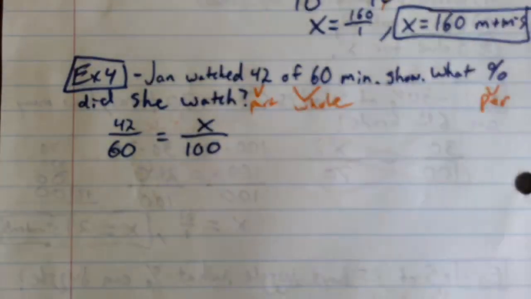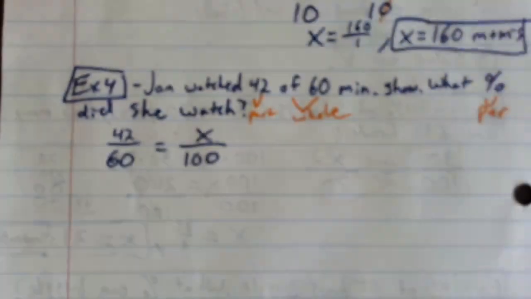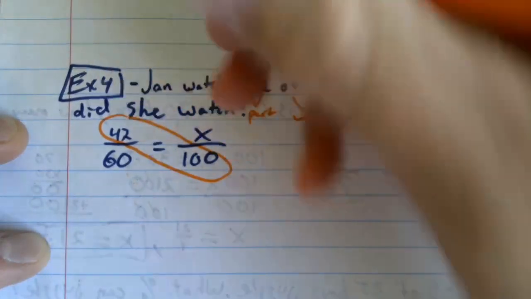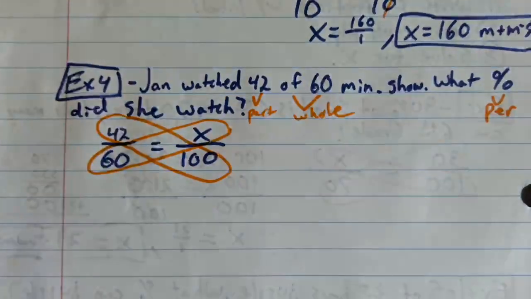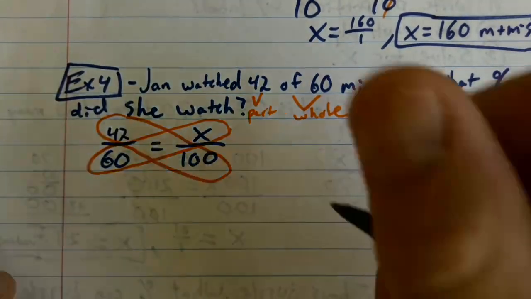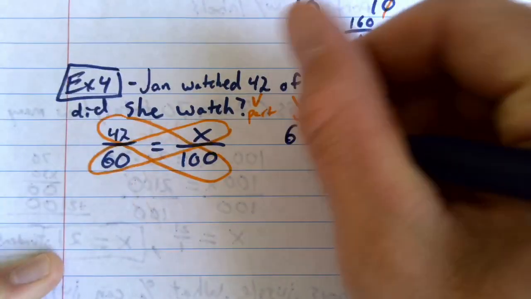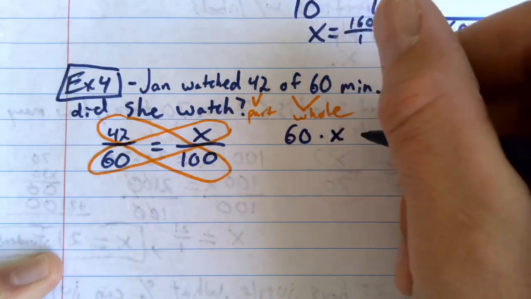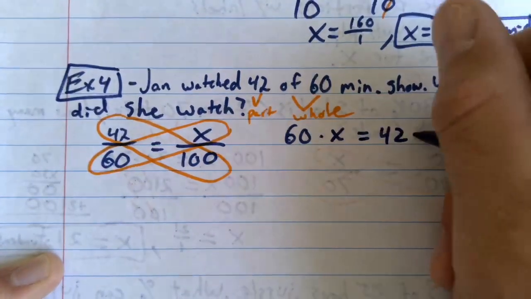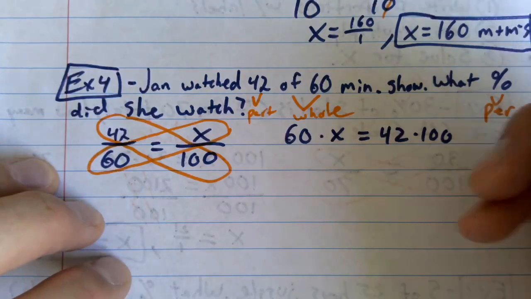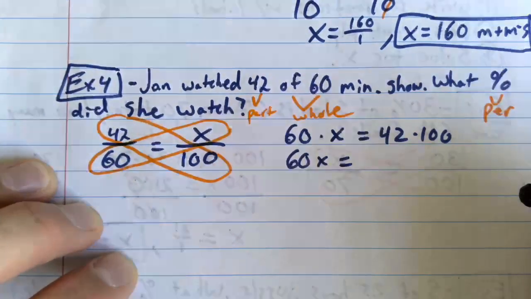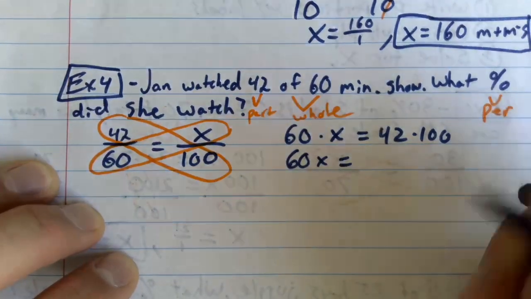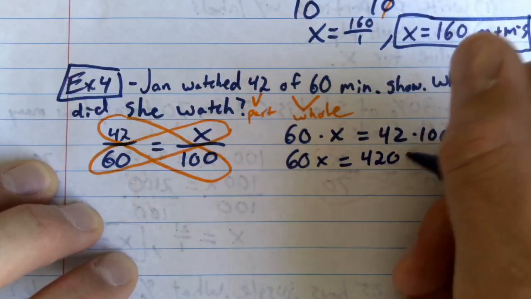Okay? And then just go ahead and draw your X's. So draw your X. This is a cool part. I enjoy this. 60 times X equals 42 times 100. Then just go ahead and write it out. And let's simplify that a little bit. So we have 60X equals 42 times 100, which is 4,200.